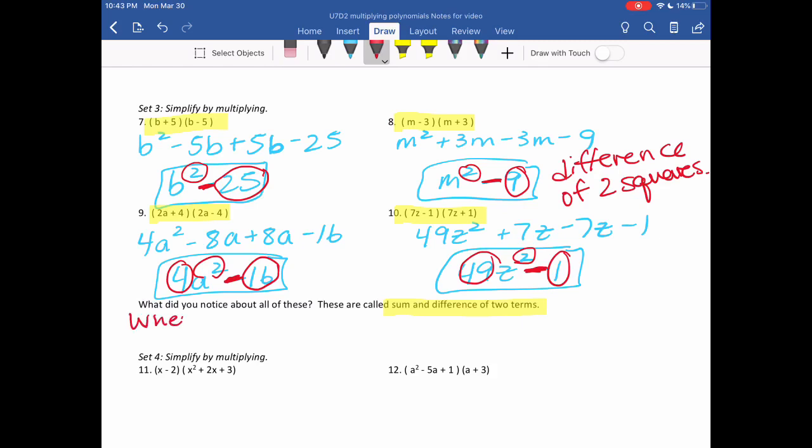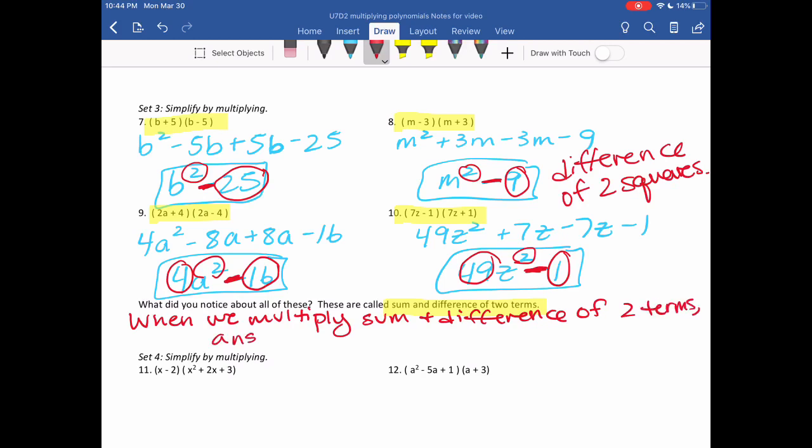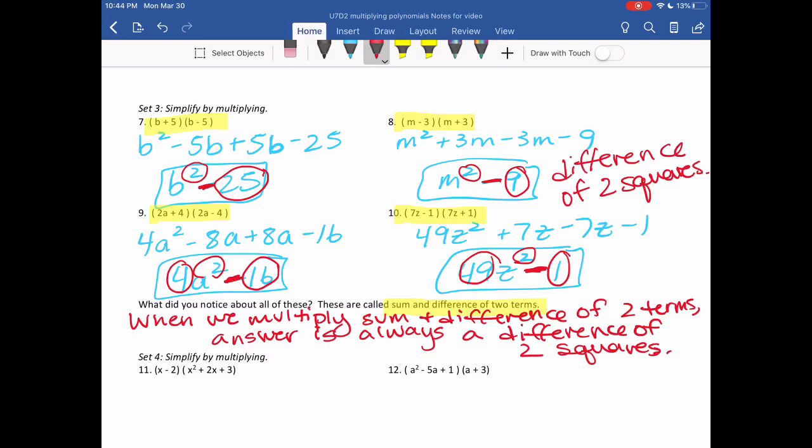So when we multiply sum and difference of 2 terms, the answer is always a difference of 2 squares. All right, that's going to be really important. We're going to come back to that in a later lesson. So make sure you jot that down and try and remember that.